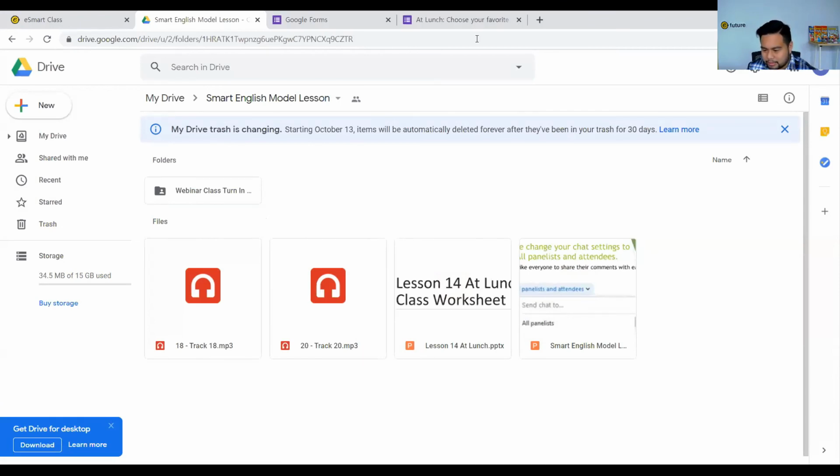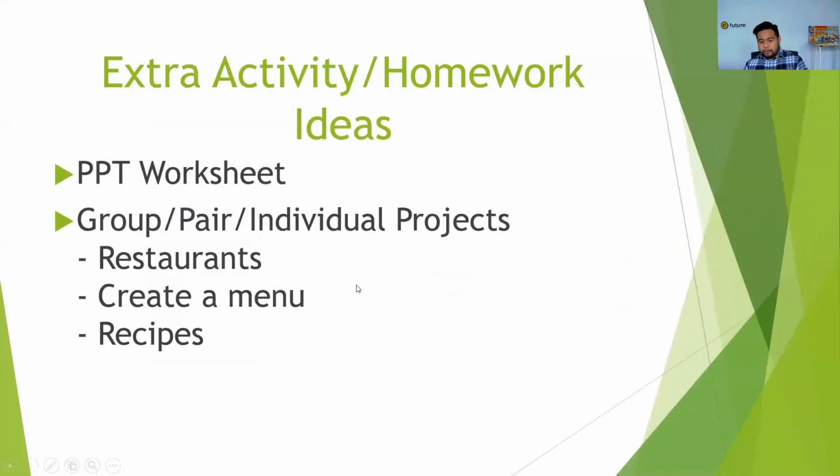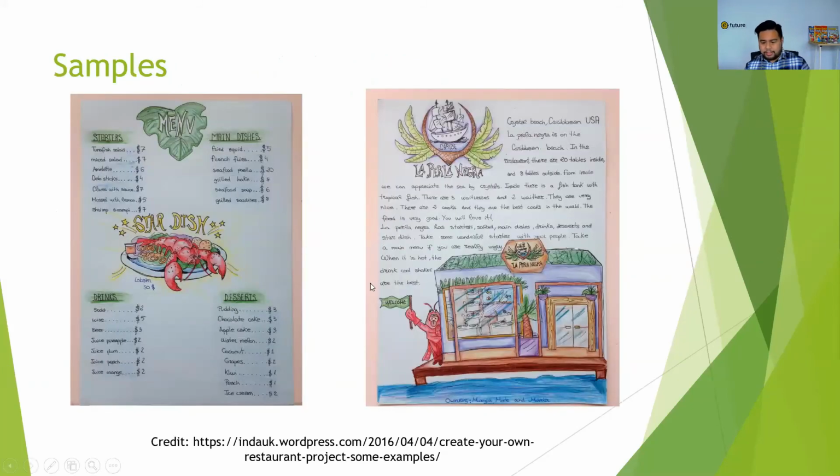So let me go back. And then some other group, pair, and individual projects. Going off of the grocery list, the students can make their own restaurants, or just create their own menu, or just make their own recipe, okay? You can limit it to their 6 words, okay? So make a recipe for fried chicken, make your sandwich recipe, okay? And they can do different ones.